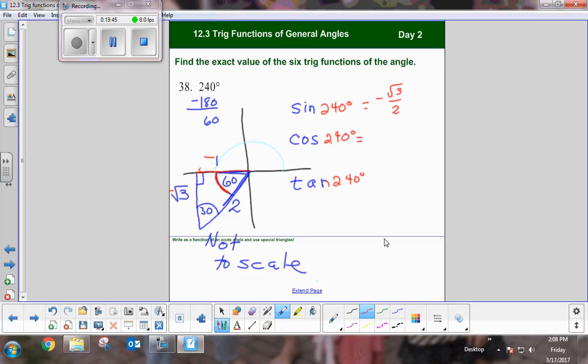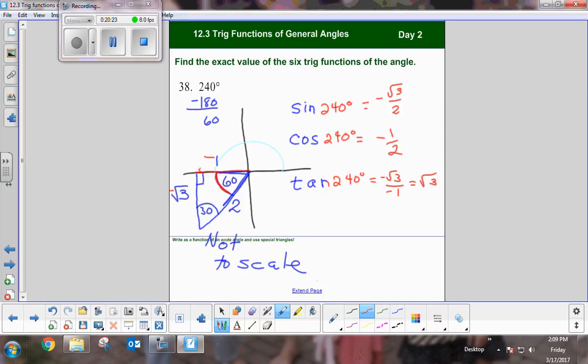How about the cosine? Ariel, what's the cosine of 240 degrees? And Teddy, what is the tangent? Tangent is opposite over adjacent. What's opposite? Negative root 3 over negative 1, right? Thank you. And that, of course, is just positive root 3.